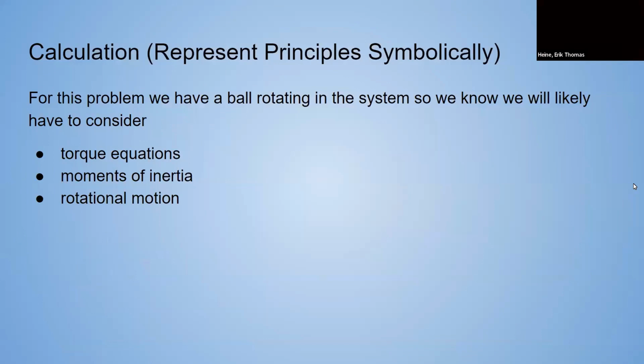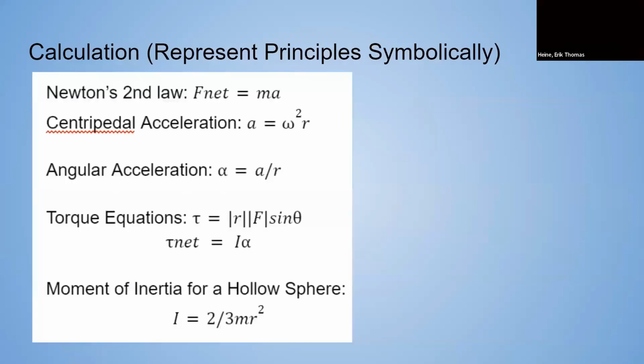All right, so for this problem, we have a ball rotating in the system. So we're going to have to consider torque equations, moments of inertia, and rotational motion. First thing we're going to do is just consider the equations that we are likely to need. So we're going to need, of course, Newton's second law anytime we do a force. We're going to need centripetal acceleration. We're going to need angular acceleration. We're going to need our torque equations as well. And we're going to need a moment of inertia for our ball.